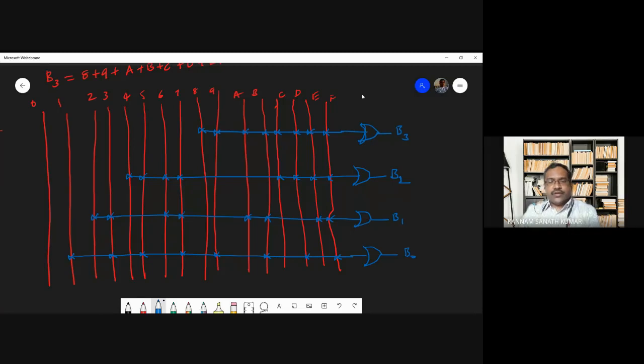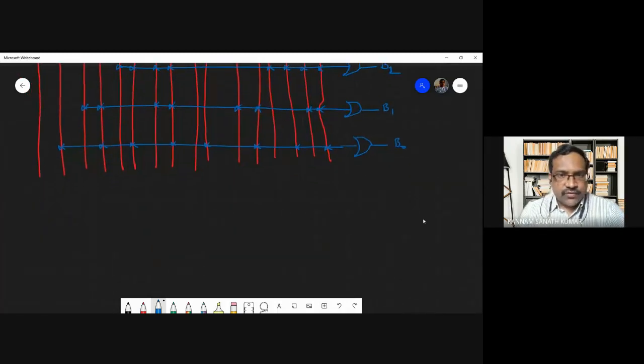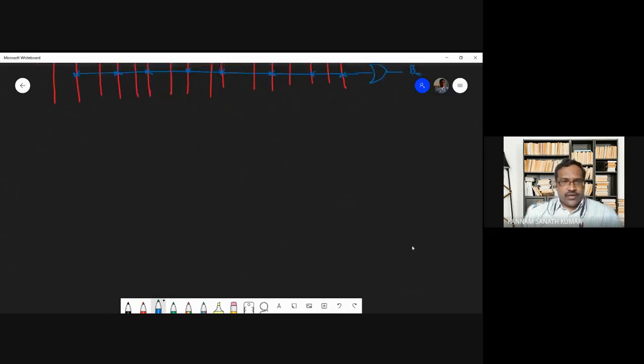Okay. So like this, we can design this hexadecimal combinational logic design using the decoder. So hexadecimal to binary and octal to binary encoders. Is it okay? Any doubts in this?